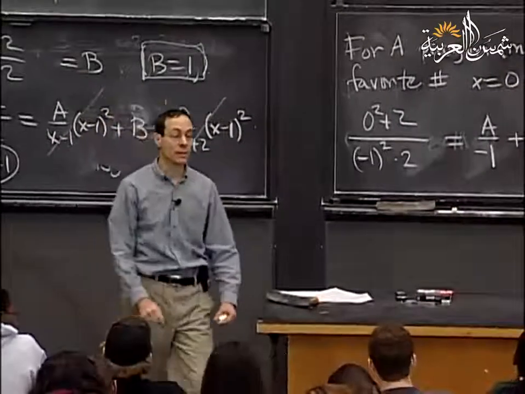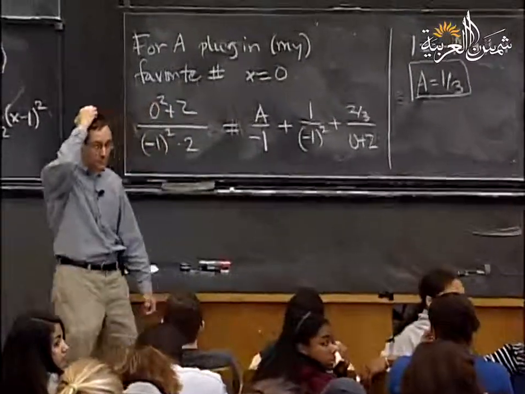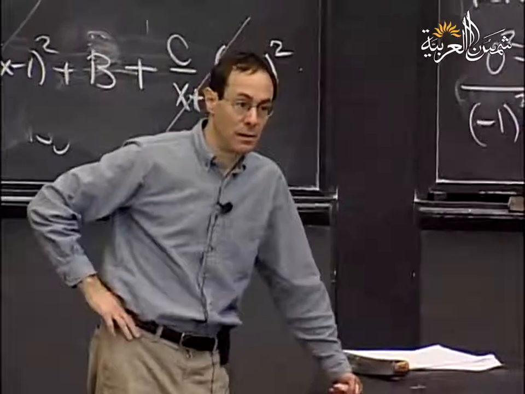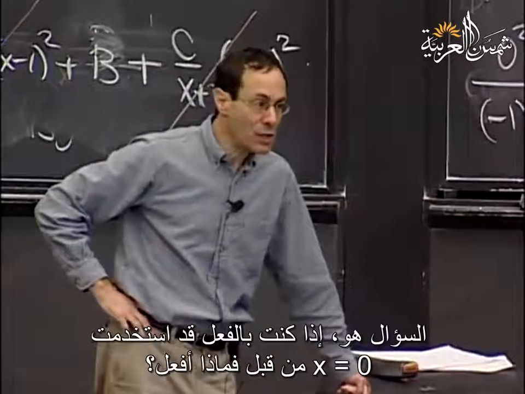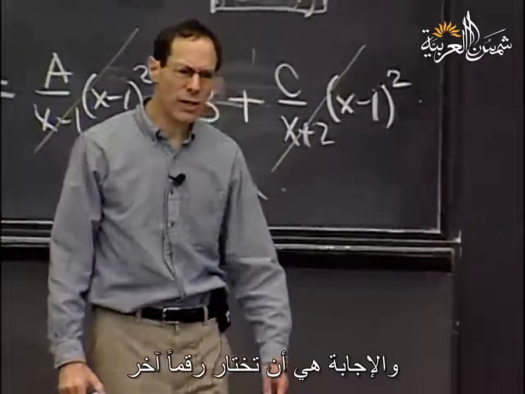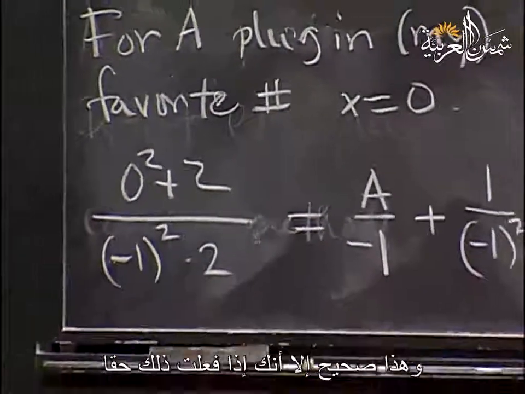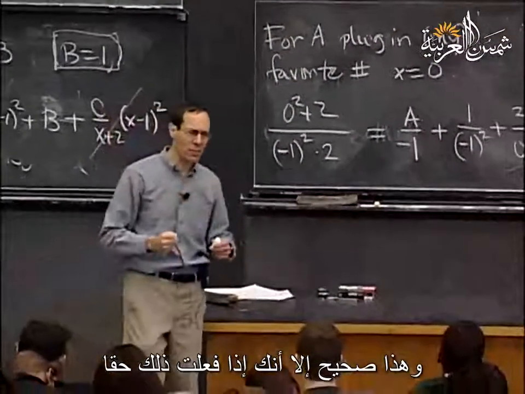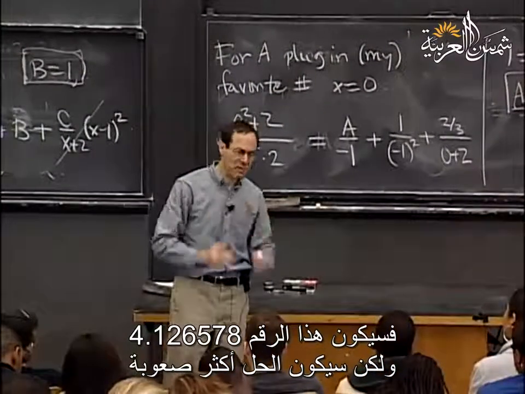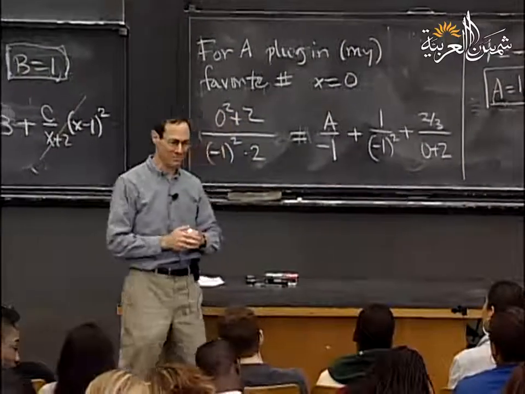Question, another question. You use x equals 0 if it has not already been used? Correct. If it has already been used, you just pick a random number there? Yeah, so the question is, if x equals 0 has already been used, what do I do? And the answer is pick something else. And you said pick a random number, and that's right, except that if you really picked a random number, it would be 4.1256784.3, which would be difficult. What you want to pick is the easiest possible number you can think of.